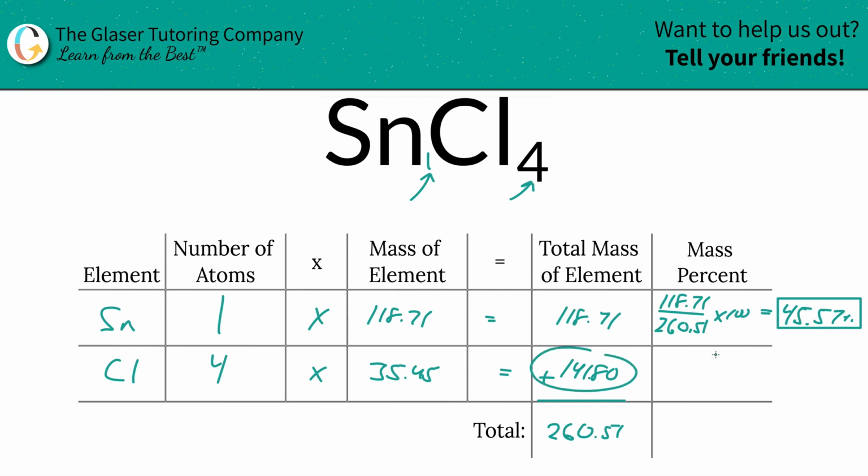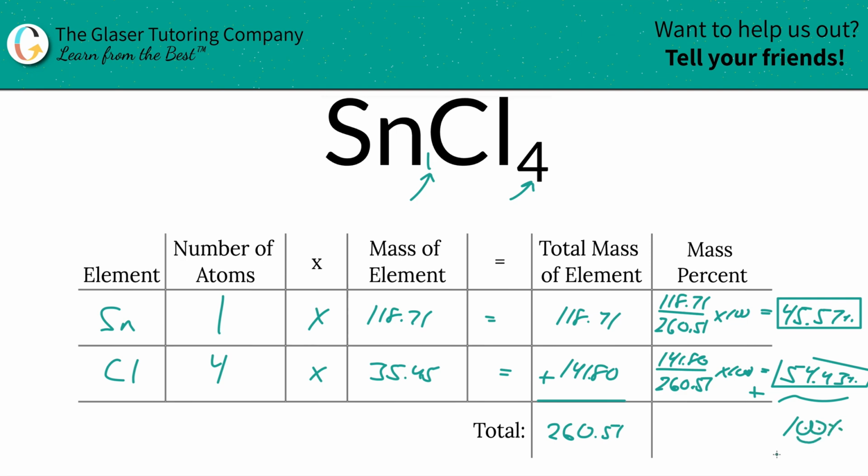It would be better to take this value, the 141.80 total mass of the chlorine, and divide it by the total mass of the entire compound, 260.51, times 100. And what's the percent now? That should be 54.43 when you work it out. And then you can check yourself by making sure that this adds up to 100. All right, and if it does, that's how happy you're going to be. And it does.